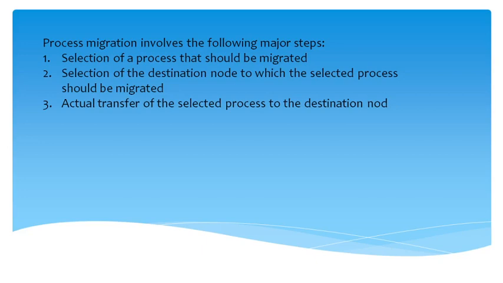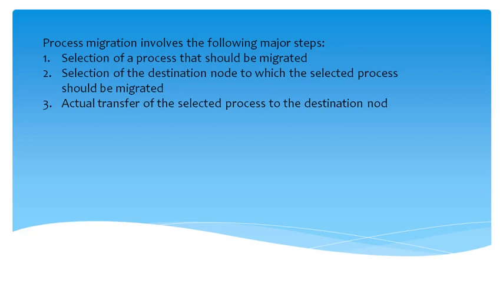After selection, if you have assumed that P1 should be migrated to a destination node, suppose N5, N5 is the destination. That is how we need to select the destination node to migrate this process. And the third one is the actual transfer of the selected process to the destination node. After selection of the destination node, the third step is this one. We need to migrate it from the source node to the destination node.